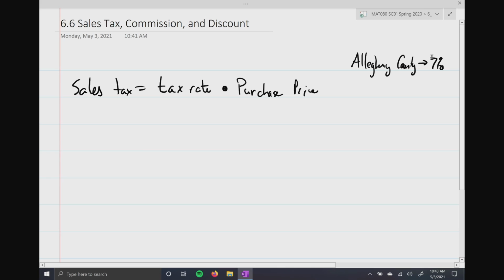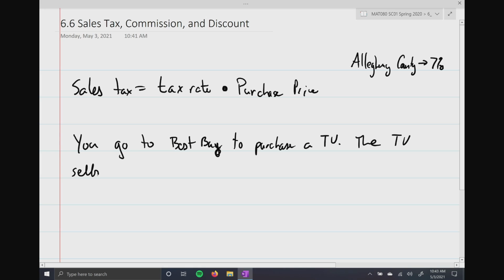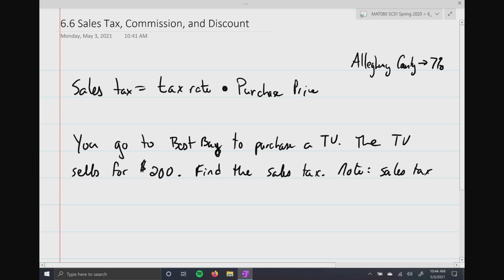Okay. So, let's say, for example, we were to buy, what are we buying? Let's buy a TV. I'm going to keep it nice and easy. So you go to Best Buy to purchase a TV. The TV sells for $200. Find the sales tax. Note, the sales tax is 7%. So you're buying this TV in Allegheny County.